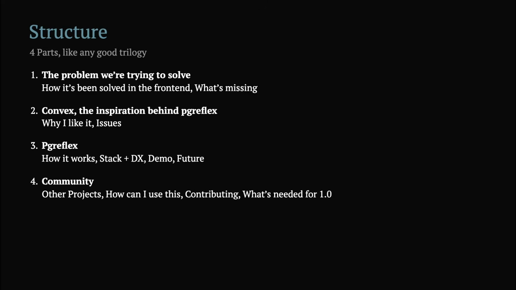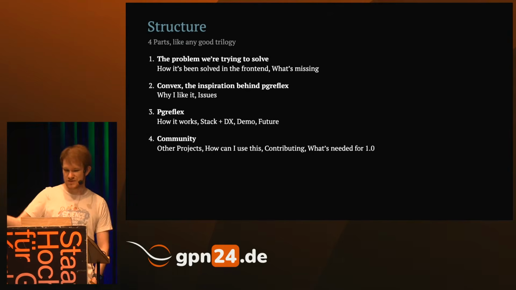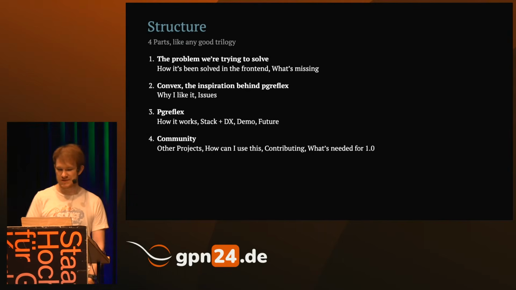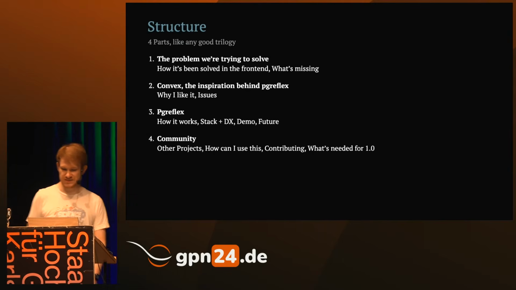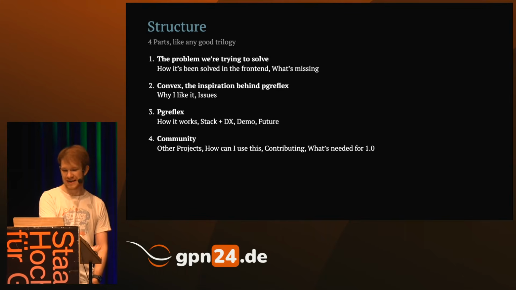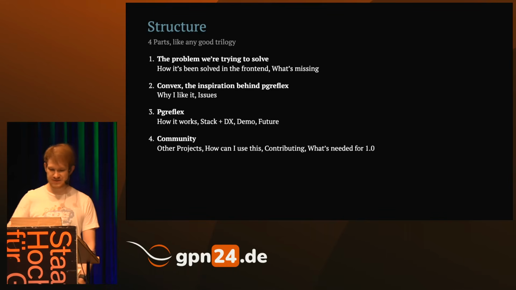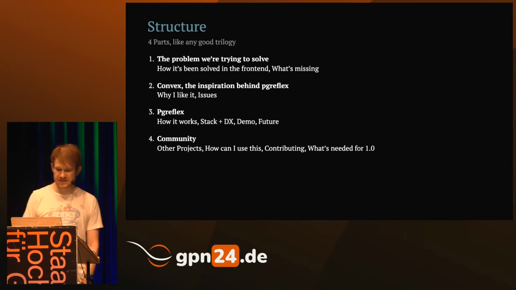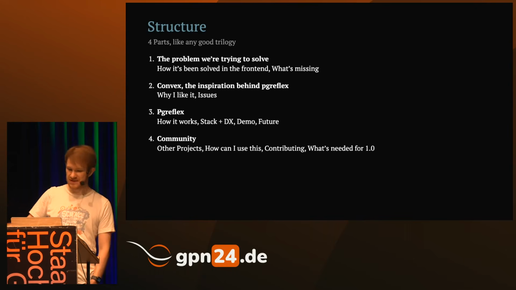What I'm talking about today is the problem that we're trying to solve, how it's been solved in the front end, and what's missing to move it to the server as well. The inspiration of Convex, which is the idea behind PG Reflex, what I like about it, but also what issues there are. And about PG Reflex: how it works, the stack, developer experience, demo, and future of the project. Then a bit about community stuff, like other projects, how you can use this, contributing, and what's needed for a 1.0 release.